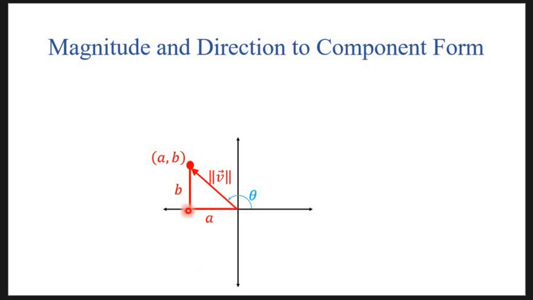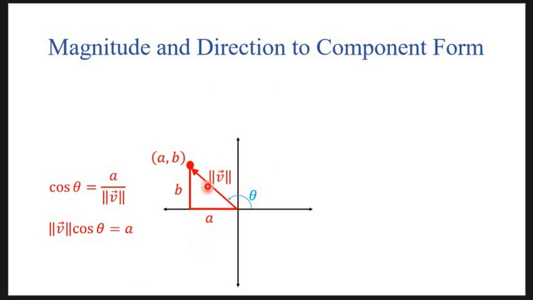I see that the horizontal distance there is a and the vertical distance is b, which form a triangle, and I know that the cosine of the angle theta here is the adjacent side a over the hypotenuse, which is the magnitude of the vector. So if I wanted to find the value of a, the first component of the position vector, all I'd have to do is multiply both sides by the magnitude to get that the magnitude times the cosine of the direction angle is equal to the first component of the vector.